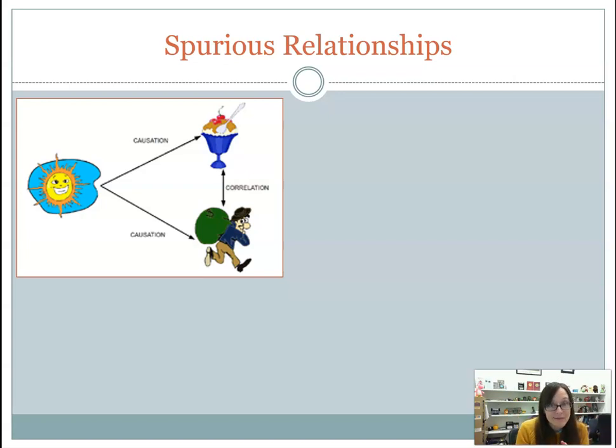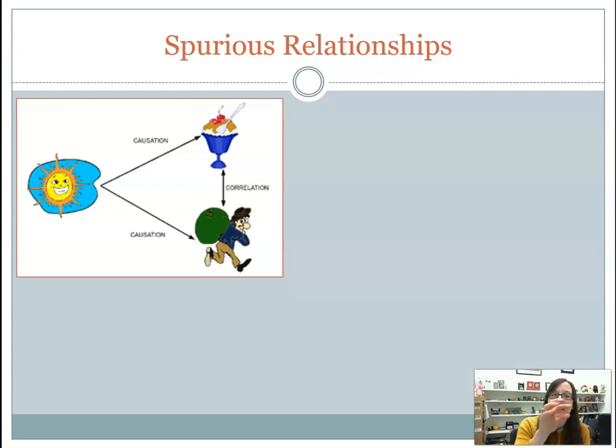So here's one. We would look at something like ice cream sales and crime. And it is definitely a correlation that as ice cream sales go up, crime goes up. But that's not because people are buying ice cream and going crazy on sugar and going out and committing crimes. There's no causative relationship there. Ice cream sales are not causing crime to go up.